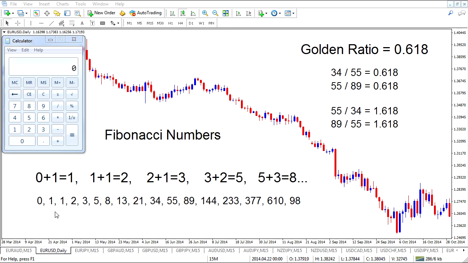And then you add those two numbers together, the 1 and the 1, and that gives you 2. And then you add the 2 and the previous number 1 together to give you 3. And then 3 and the 2 give you 5. The 5 and the 3 give you 8. The 8 and the 5 give you 13. The 13 and the 8 give you 21, and so on. And this is the Fibonacci sequence.